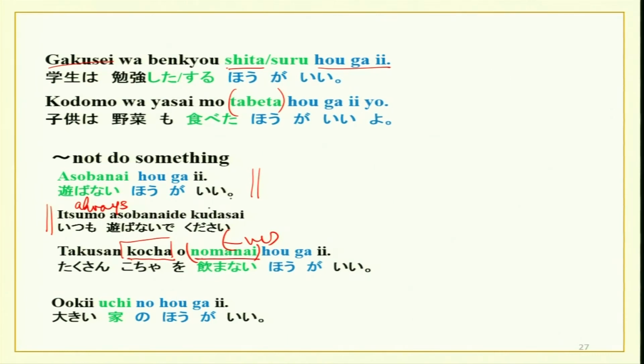Everybody wants a big house. So if you are staying in a small house and a lot of people are there, so oki uchi no hoga ii. So it's your desire. So you can see after noun, no is to be used. Tanaka sensei no hoga ii. You want Tanaka-san to teach you or you want someone else to teach you. So you say Tanaka-san no hoga ii or Tanaka sensei no hoga ii.